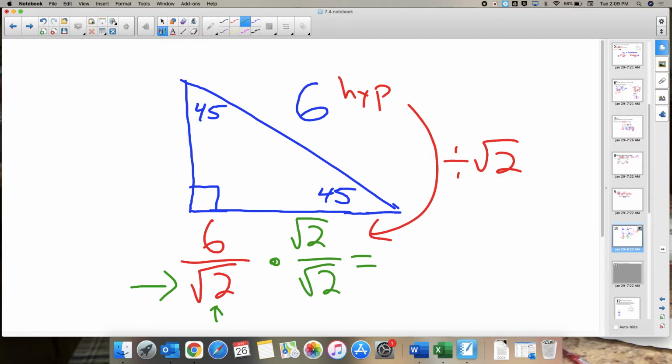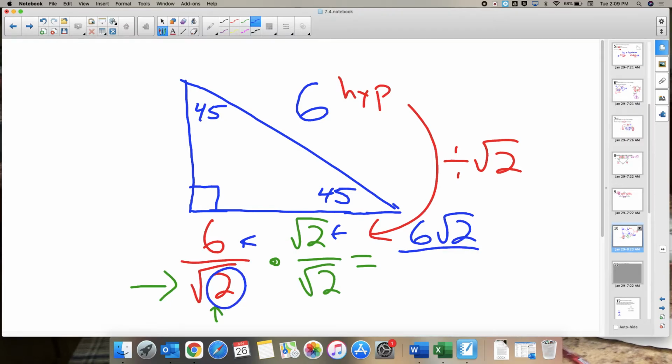Then I just follow my rules for multiplying with radicals. So multiply across the top. We do 6 times the square root of 2. I got a number outside and a number underneath. I cannot combine them, so it stays just like that.